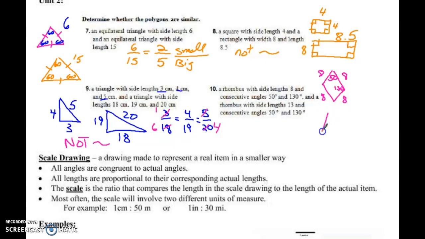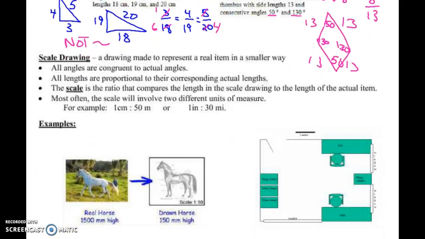Now we have another rhombus. I'll make this one a little bit bigger. And it has lengths of 13, 13, 13, and 13. And it also has consecutive angles of 50 and 130. Great, that's going to be 130, and that's going to be 50. So these two would be similar. Looks like it's a small to big, 8 to 13 scale factor. Can't reduce that.